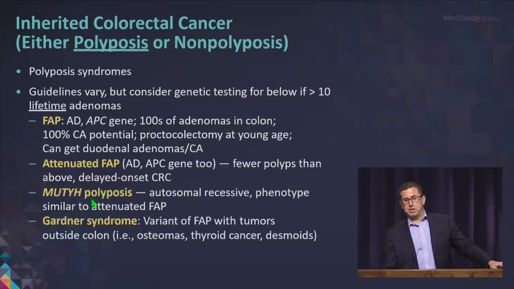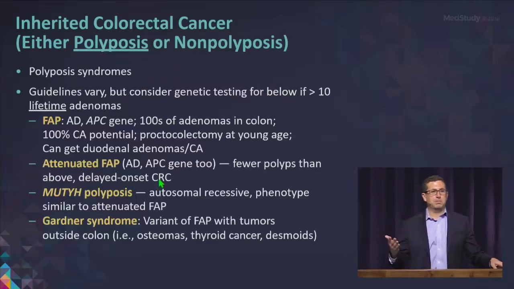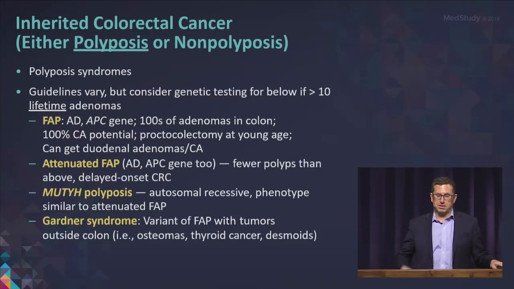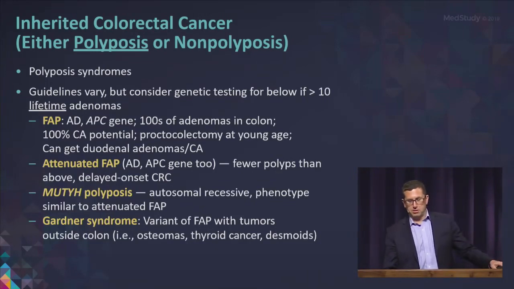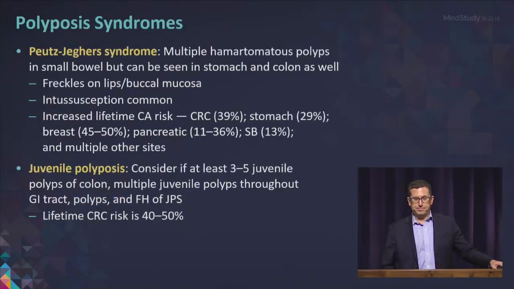There's something called MUTYH polyposis, which is autosomal recessive, in contrast to autosomal dominant in these 2. And it looks like attenuated FAP. There are fewer polyps than traditional FAP, maybe 10, 20, 30, 50, 100, something like that, but not thousands. And then there's Gardner syndrome, which is a variant of FAP with tumors outside of the colon. This can include osteomas, thyroid cancer, and desmoids.